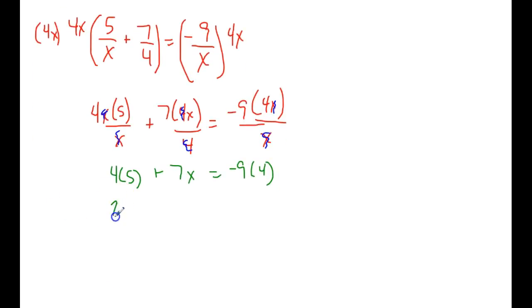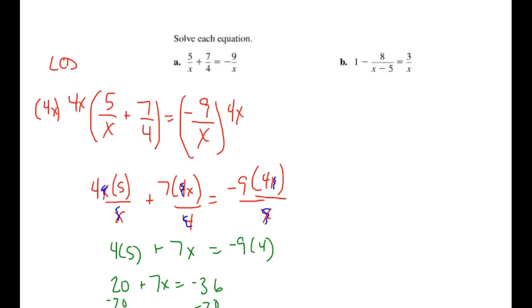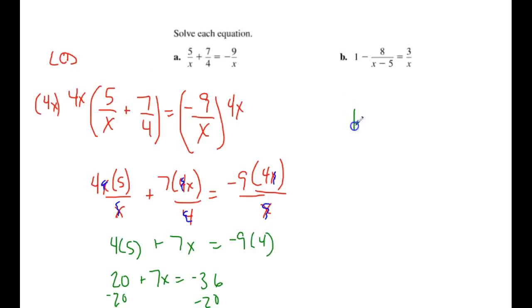So now I can just simplify, so I end up with 20 plus 7x equals a negative 36. So I subtract my 20. So 7x equals a negative 56. So I know that x equals a negative 8. So I can always just double check and make sure that my work is correct by plugging it back in and trying it out. So now let's look at part B, where I've got 1 minus 8 over the quantity x minus 5 equals 3 over x.